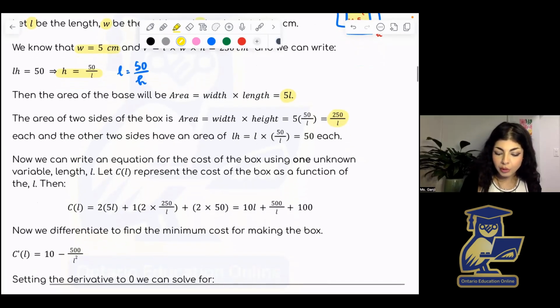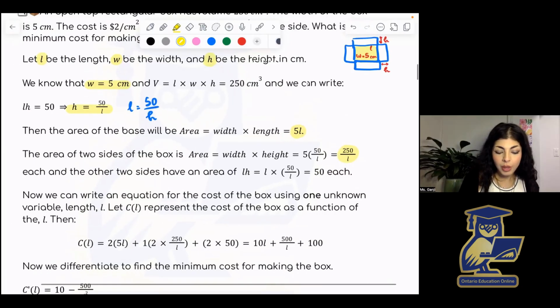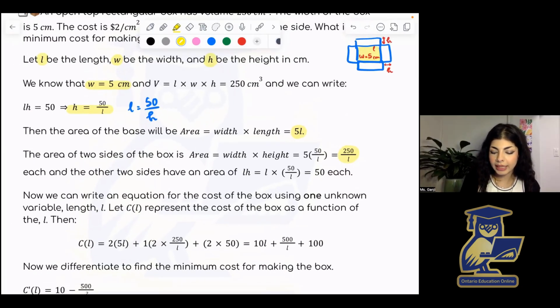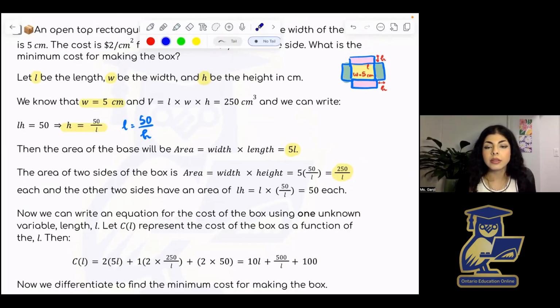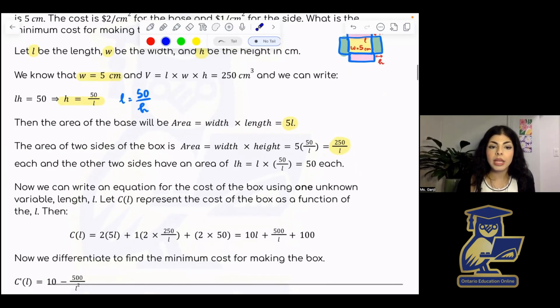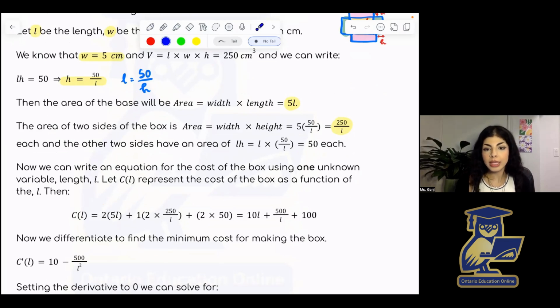Also consider here, sorry, we have two sides. So this other side as well is, consider these two are one size and these two are one size. So the two pink sides are going to be length times height, and that is this over here, which is just 50 because of this expression that we had. And here we have width times height, which is going to be that 5 times 50 over L, so 250 over L.